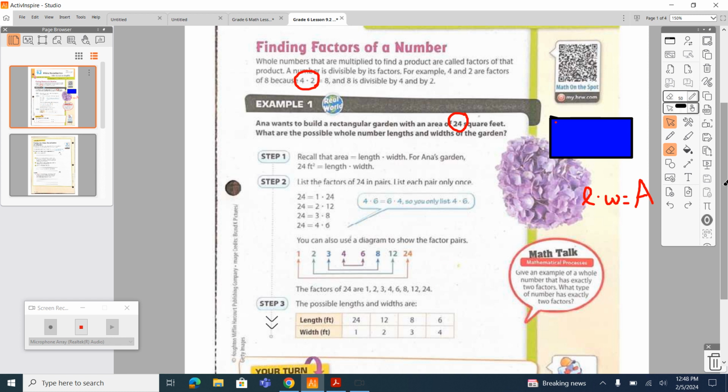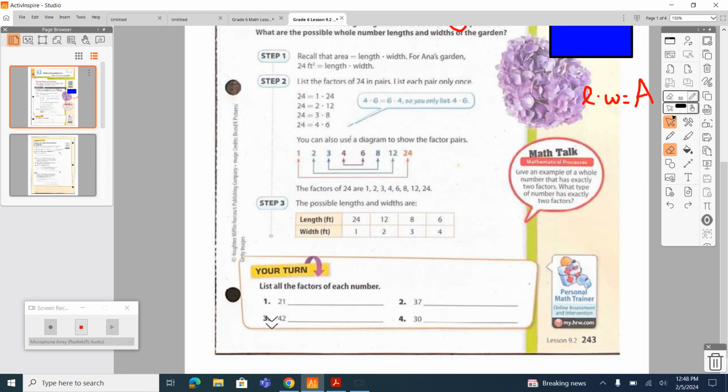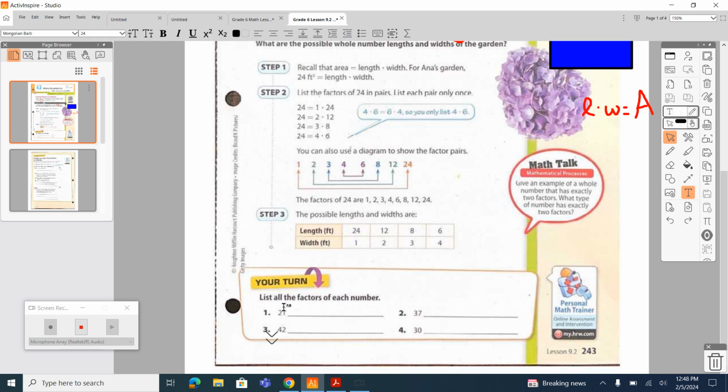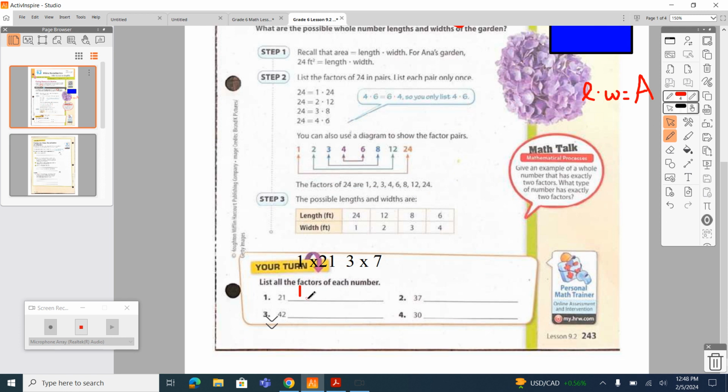So list all the factors. So if I wanted to do 21, I can multiply 1 by 21. I could also multiply 3 by 7. Either of those would work, which means my factors of 21 are 1, 3, 7, and 21. Now, if I wanted to get the factors of 37, 37 is a prime number. So the only two things I can multiply together are 1 and 37, which means the factors of 37 are 1 and 37.